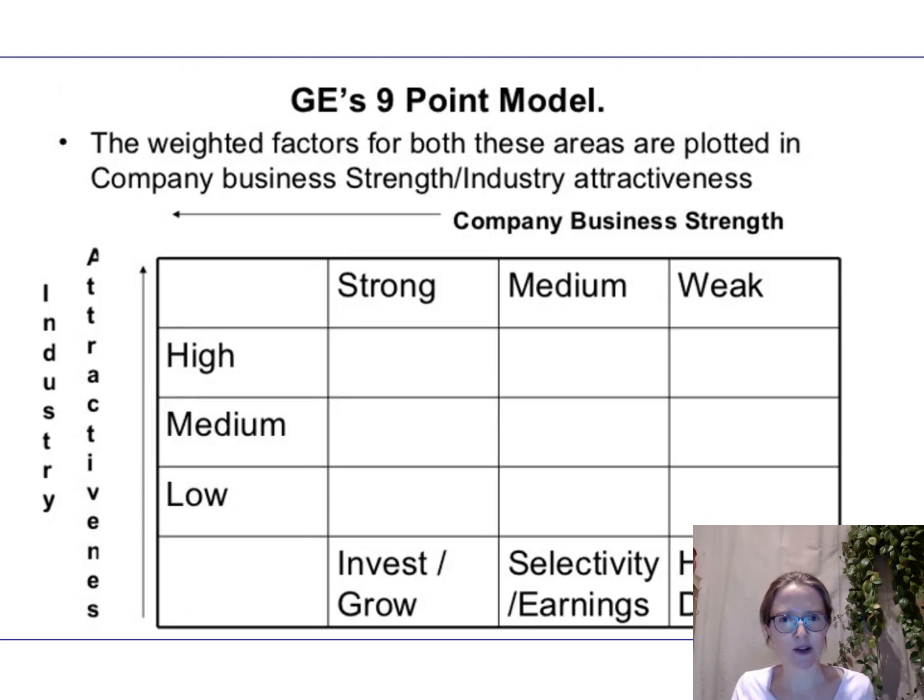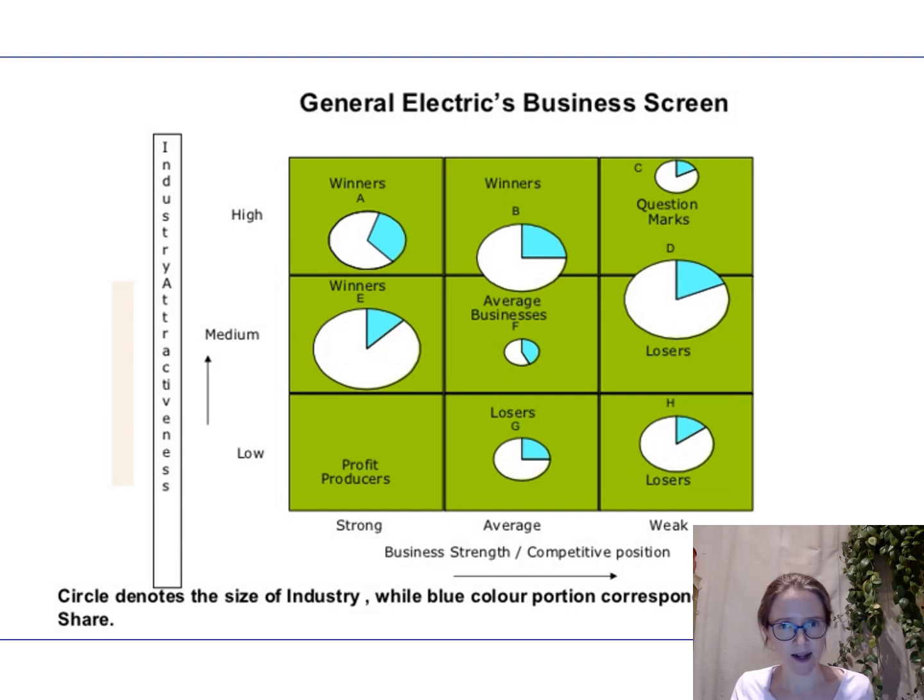So we can see here how this looks. This is GE's 9-point model where we've got the attractiveness of the industry plotted against the company business strength. Low, medium, high and strong, medium to weak, and then will tell us which of the following strategies we should employ. And we can see that in a little bit more detail here, where you then start to plot what we call winners and losers and question marks and average businesses. And the circle denotes the size of the industry, while the blue colour corresponds to the market share.